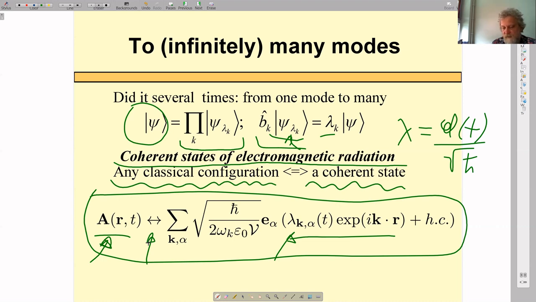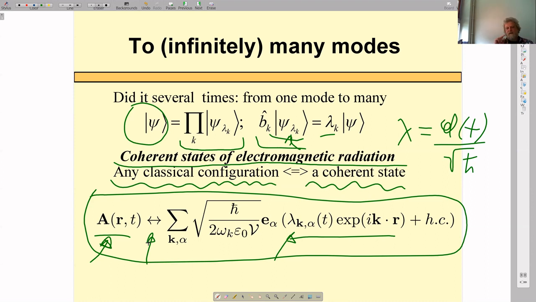We do the same as we did for a single oscillator, now for an infinite number of oscillators. That remains the most important property. Also, a coherent state has minimum uncertainty. It means, and you can hear it frequently in different works, that a coherent state gives the best approximation of a classical state, a classical configuration of the electromagnetic field.